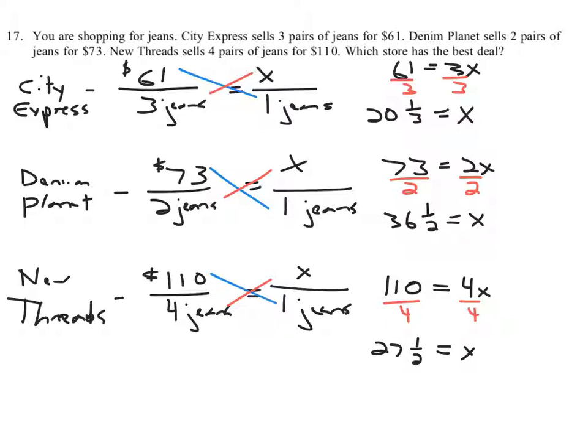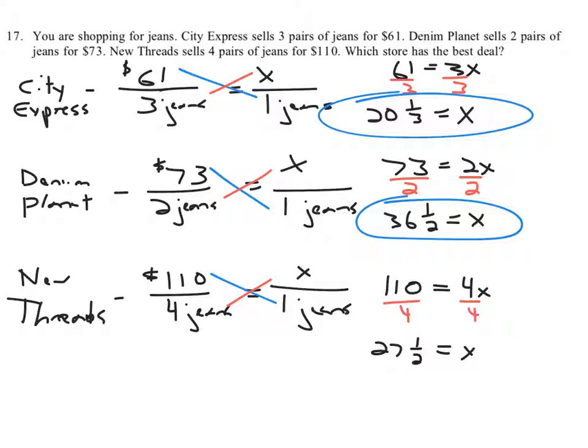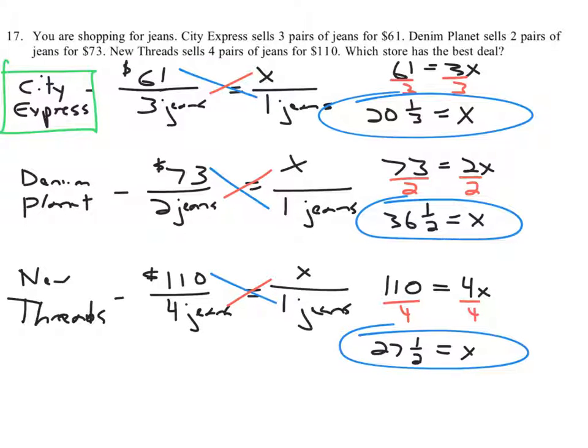This is the cost for 1 pair of jeans for each. This one costs that much per pair, this much per pair, this much per pair. And City Express clearly has the cheapest jeans at $20 and then another third of a dollar each. So City Express is our answer. One more.